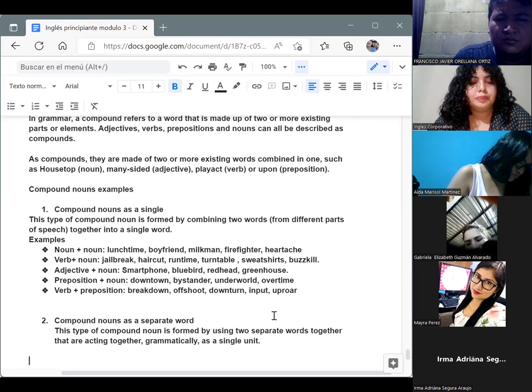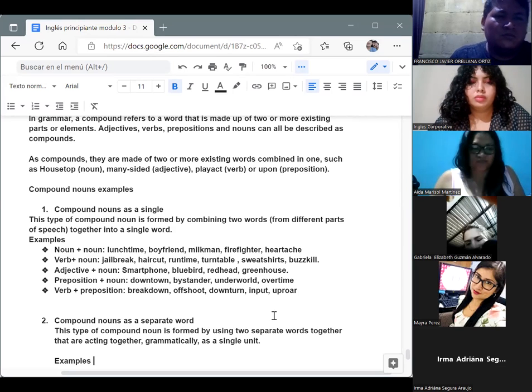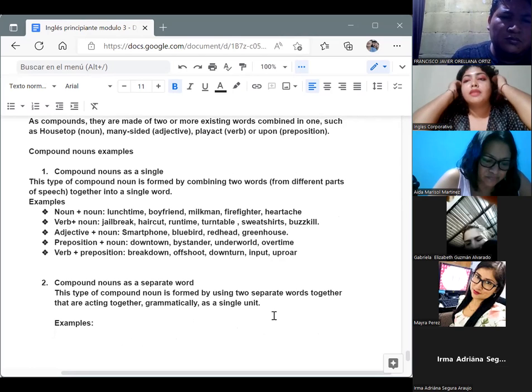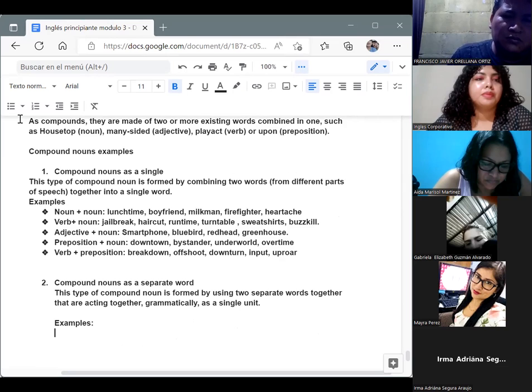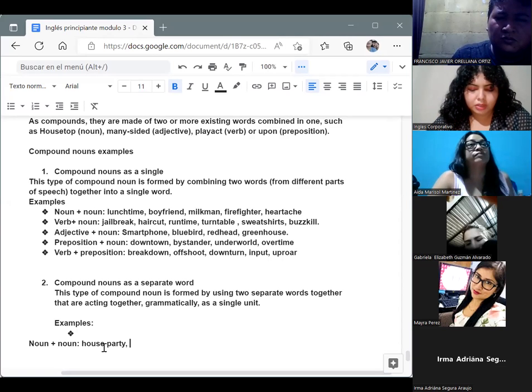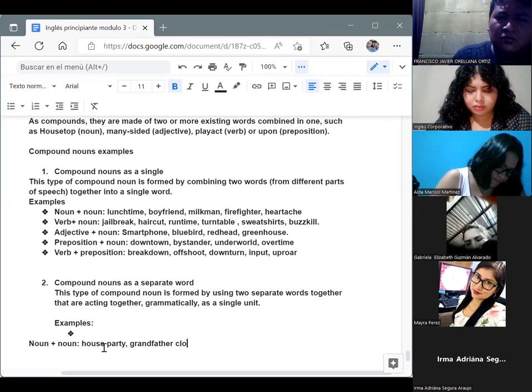So we are going to see some examples. And we have here noun plus noun, verb plus noun, and adjective plus noun. In this case, we are just going to have three different combinations of words. So we're going to see what they are. We have the first one that is noun plus noun. We have house party. Grandfather clock. Sweater vest. Christmas tree.